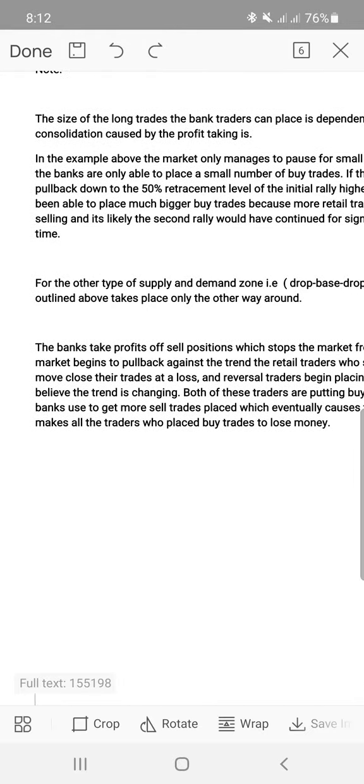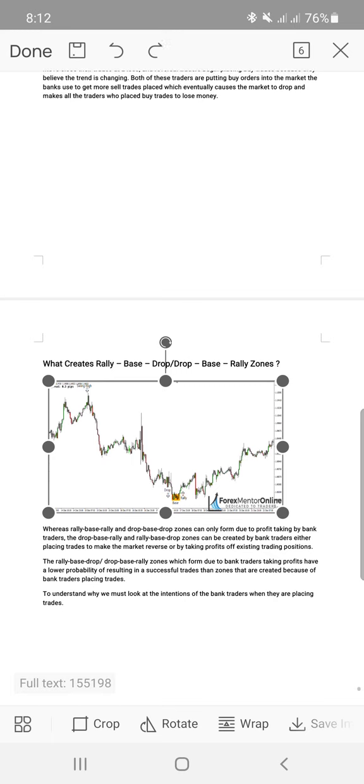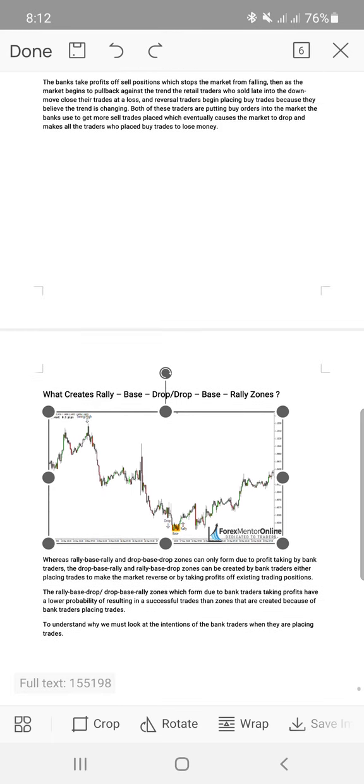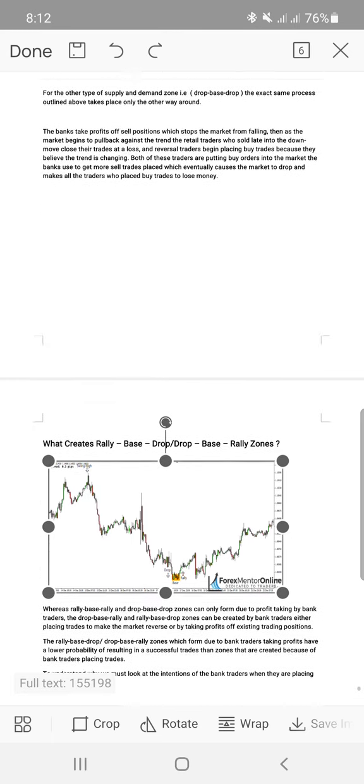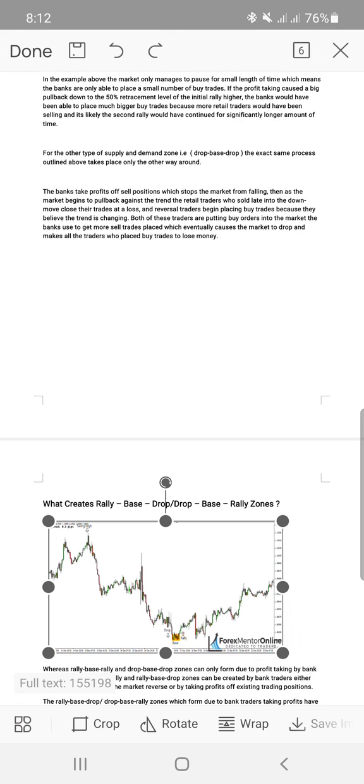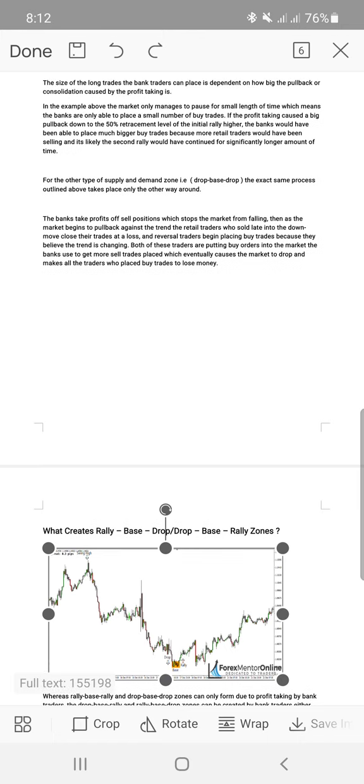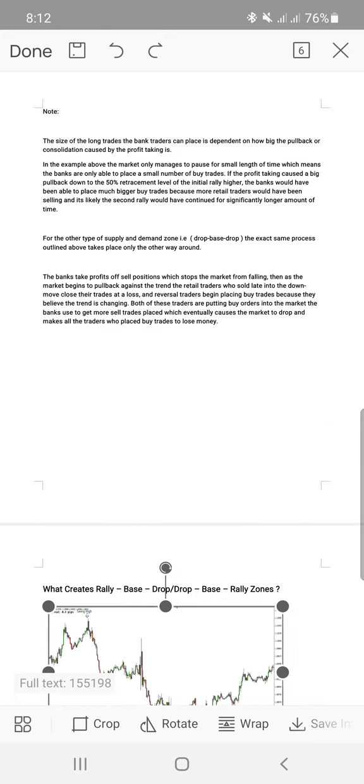So in the next video, I'm going to be explaining what causes the rally based drop. The length of this video is already getting longer, and I don't want it to be that long so that it does not get boring. So I'm going to be explaining the rally based drop and drop based drop in the next video.